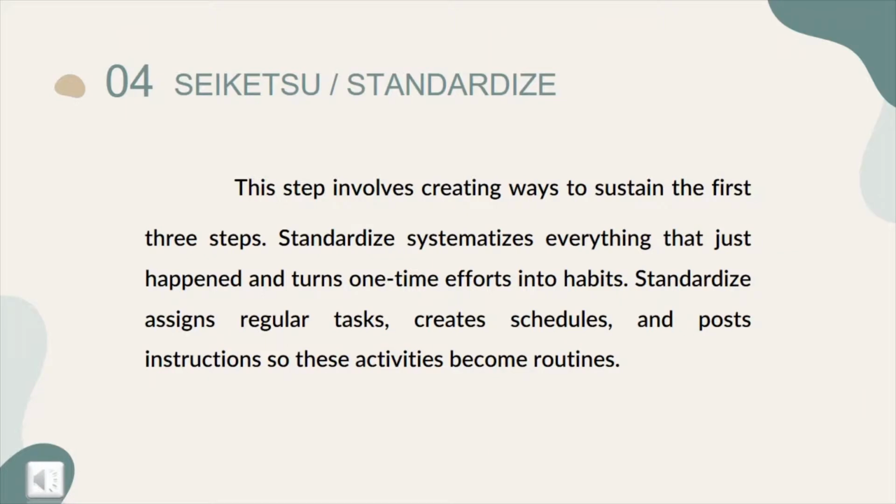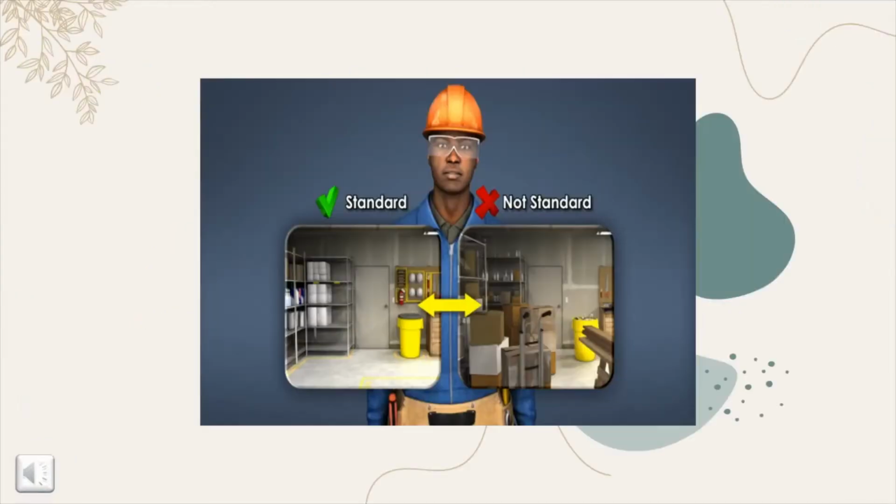Second to the last in the 5S system is what we call Seiketsu, or standardize. This step involves creating ways to sustain the first three steps. Standardize systematizes everything that just happened and turns one-time efforts into habits. Standardize assigns regular tasks, creates schedules, and posts instructions so these activities become routines. This is one example showing standardization of your workplace area.